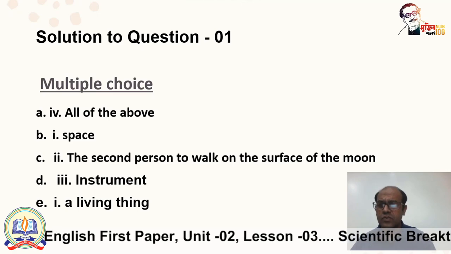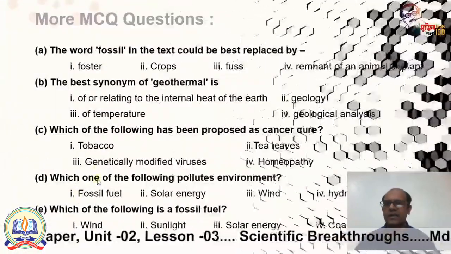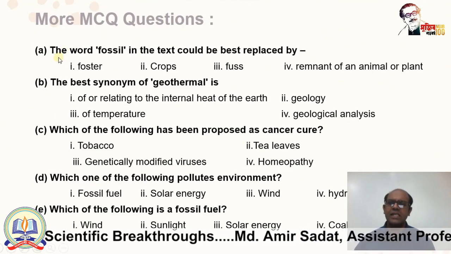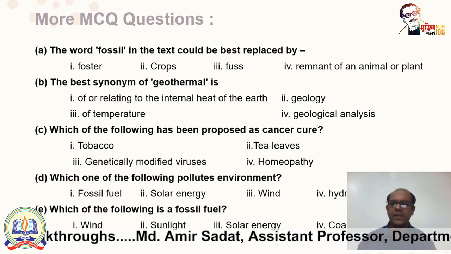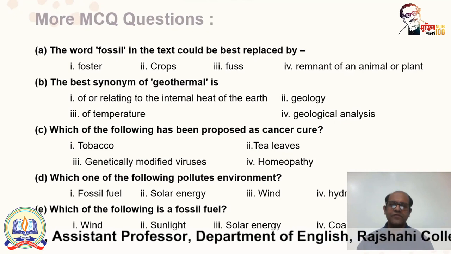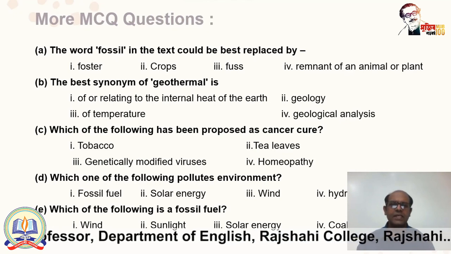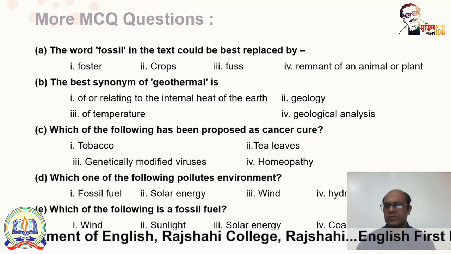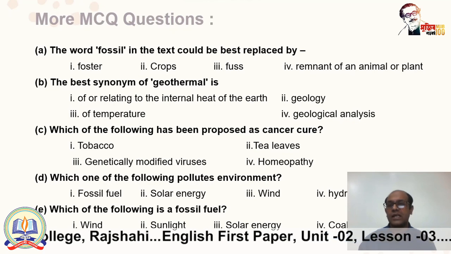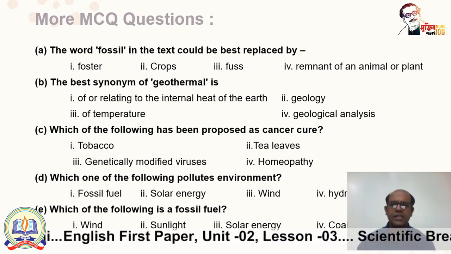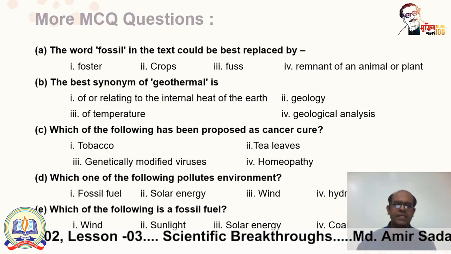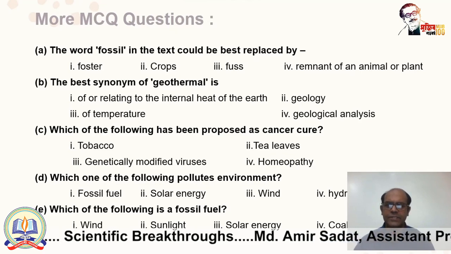I have made some more questions for you for practice. Here are some more MCQ questions for you. The word fossil in the text could be best replaced by option 1, foster, option 2, crops, option 3, fuss, and option 4, remnant of an animal or plant. So at first you have to understand the options and then try to answer the correct answer. Here the word fossil in the text could be best replaced by option 4, remnant of an animal or plant.